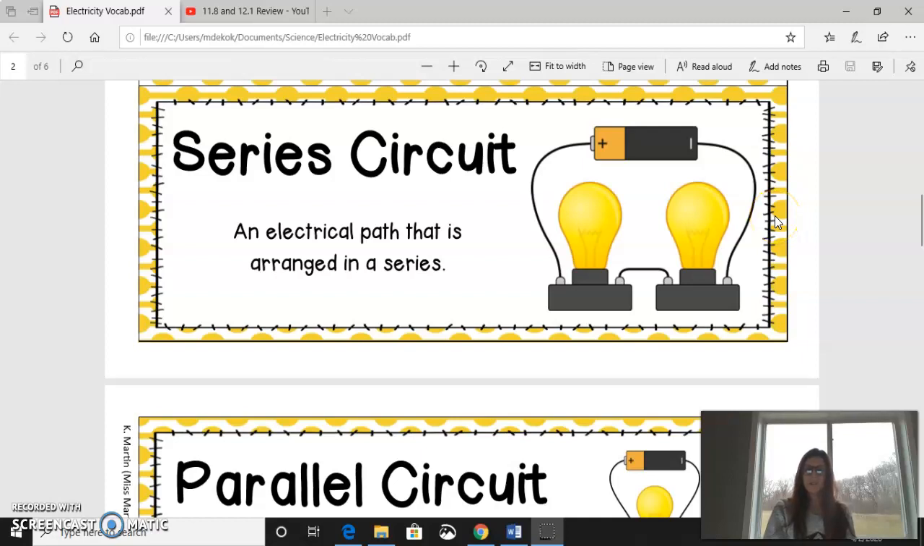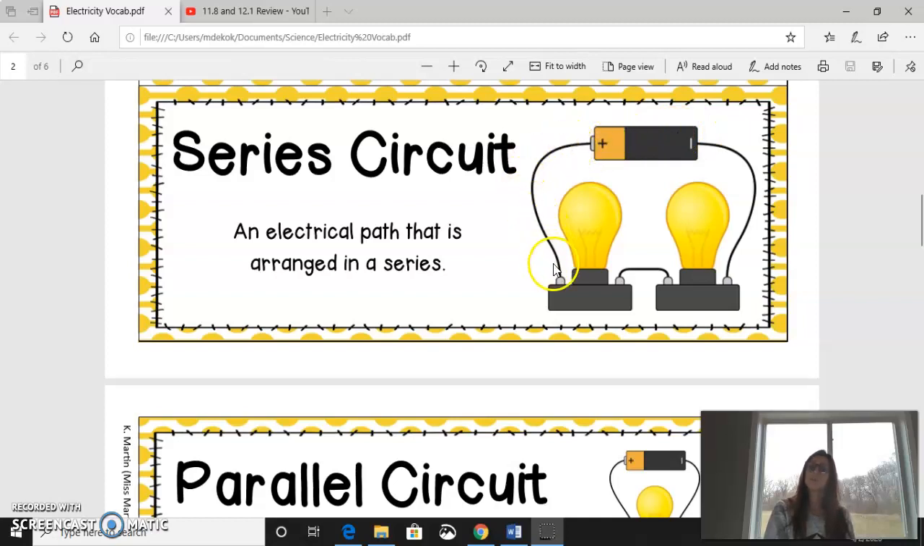Hi, fourth grade. So I just want to do a little bit of a review on our electricity unit. Again, a series circuit is an electrical path that is arranged in a series. It only has one pathway for that electricity to flow through. If this light bulb were to go out, the second one would go out as well, because it only has one way for it to travel.